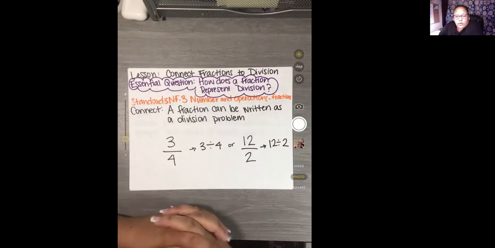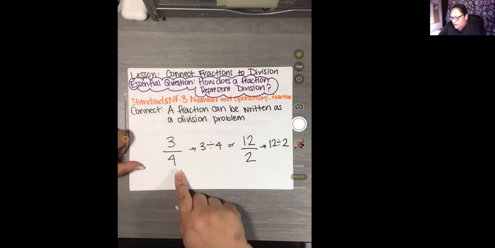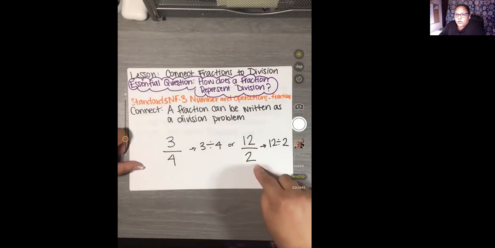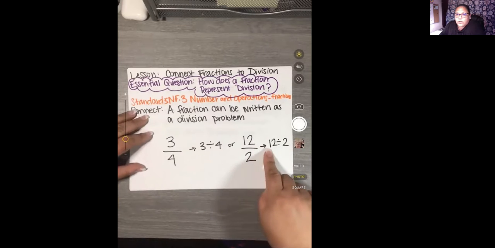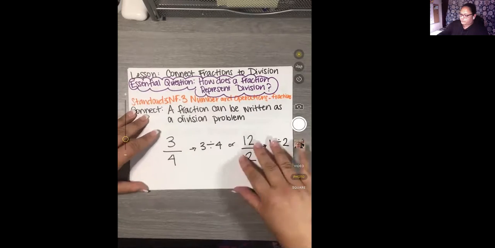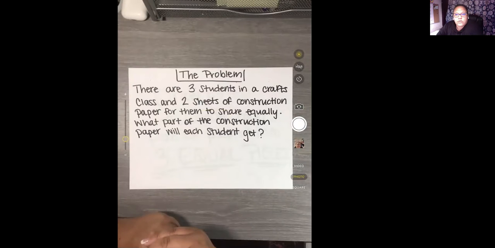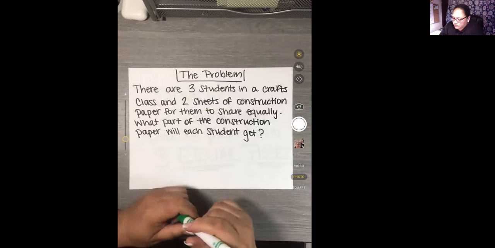We can have 3 over 4 equals 3 divided by 4, or as an improper fraction, 12 over 2 is also equal to 12 divided by 2. Our problem: there are 3 students in a crafts class and 2 sheets of construction paper for them to share equally. What part of the construction paper will each student get?